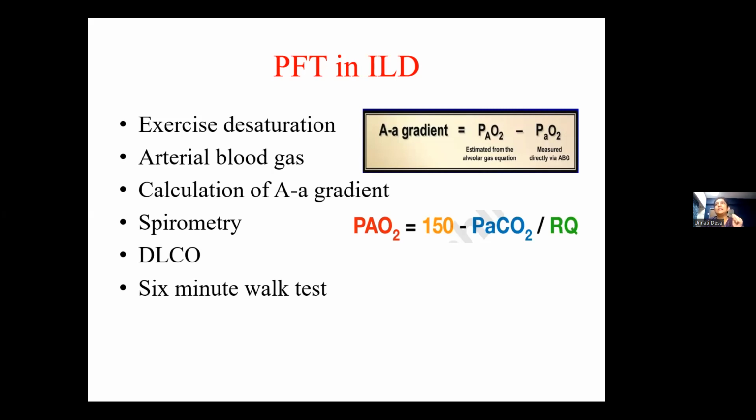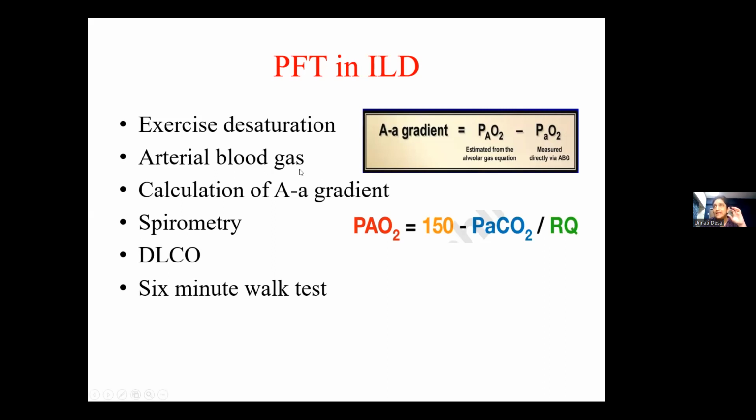We do a test known as an arterial blood gas, especially in patients who are admitted and who often require oxygen. And a baseline arterial blood gas is often indicated even in a stable ILD, because there is a lot of information that the ABG gives us.